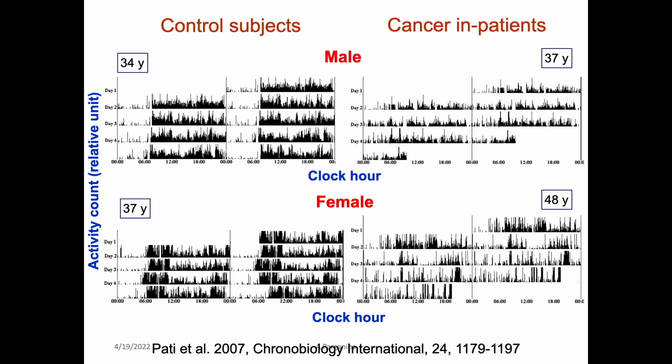Similarly, in case of female, again in the control subject there is a clear-cut difference between the day and night. During the night time no activity, during the daytime lots of activity. But again in female cancer patients, this day and night difference in the activity is abolished. There is no clear-cut pattern of the rest activity. This clearly indicates that there is a disruption of the rest activity rhythm in cancer patients.